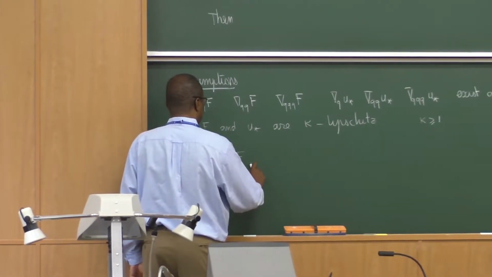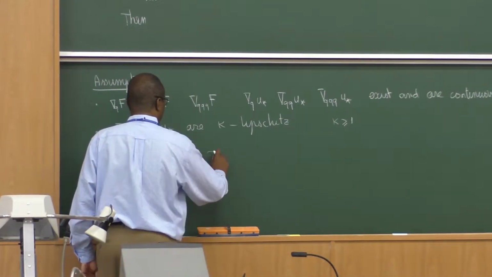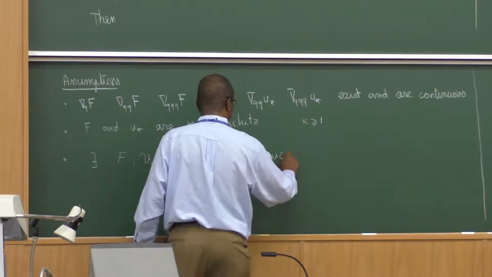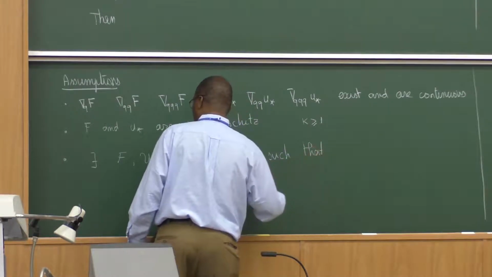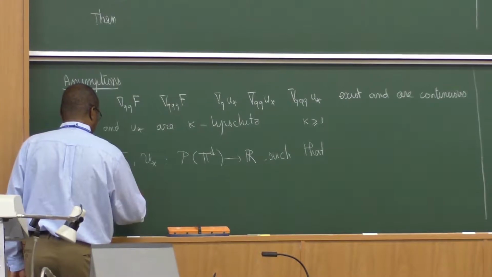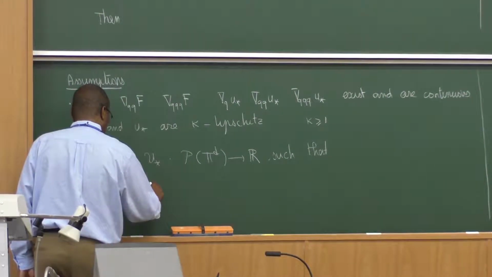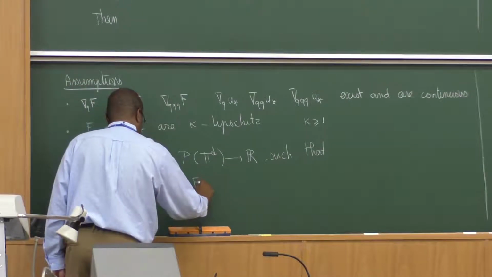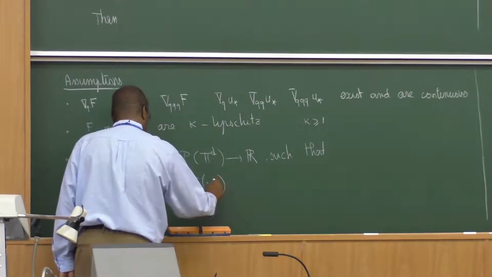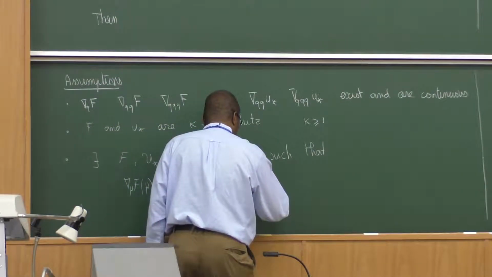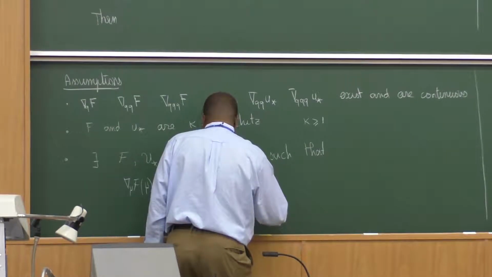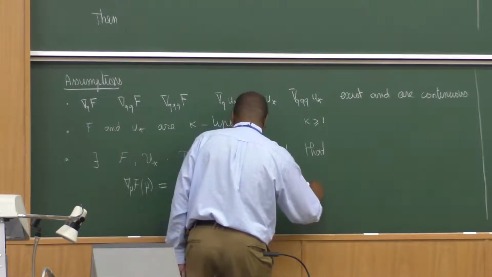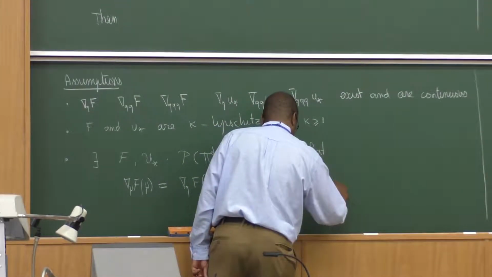So we assume that there exist F and U star from the set of probability measures into R, such that if you compute the Wasserstein gradient of F and you apply it to mu, then it is gradient Q F of mu. And if you compute the Wasserstein gradient of U star at mu, then it is gradient Q of U star.